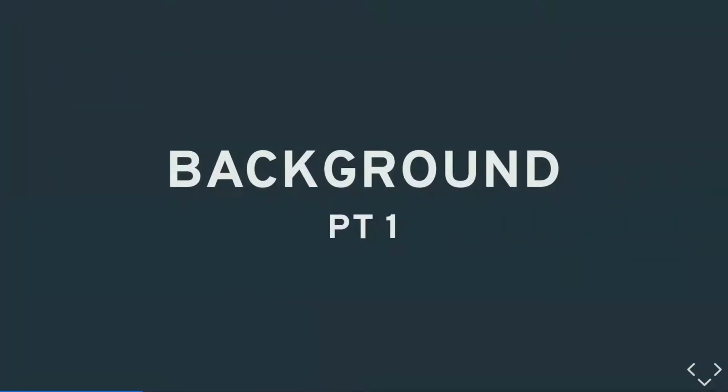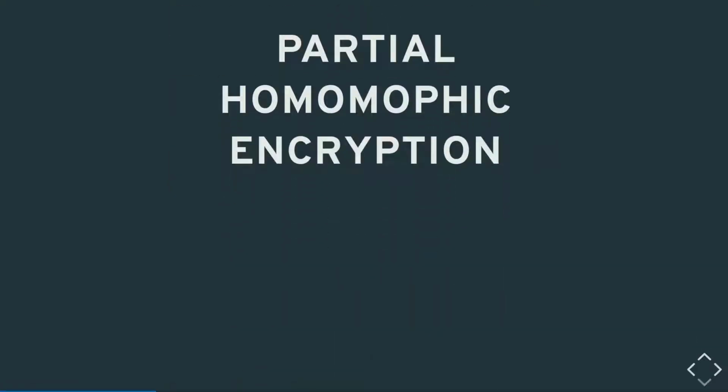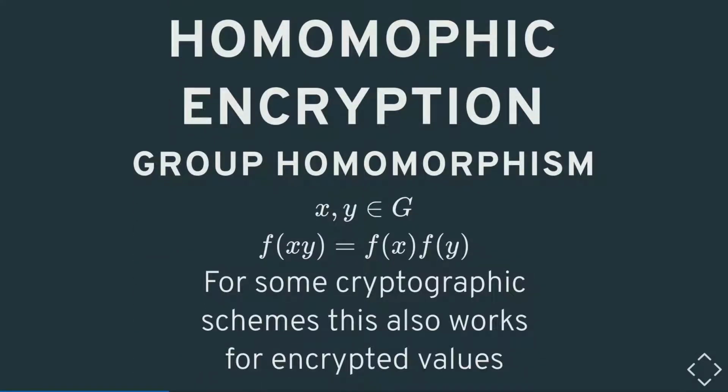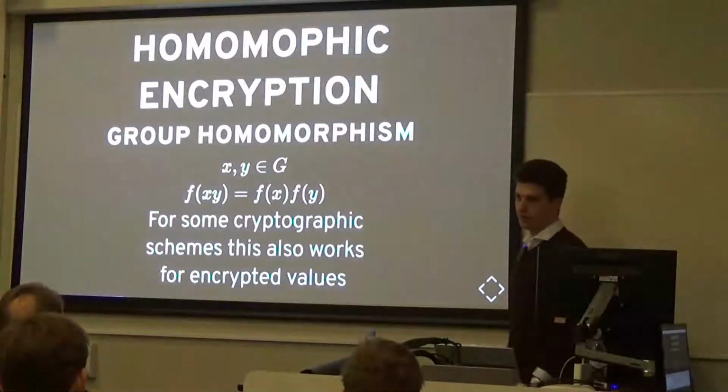So just some of the underlying mechanisms that allow it to work in the first place. The first one is partial homomorphic encryption. What this basically means is performing a limited set of operations on ciphertext, as if you were performing them on plain text. For example, you may be familiar with group homomorphism. For some crypto schemes, this also works for encrypted values.